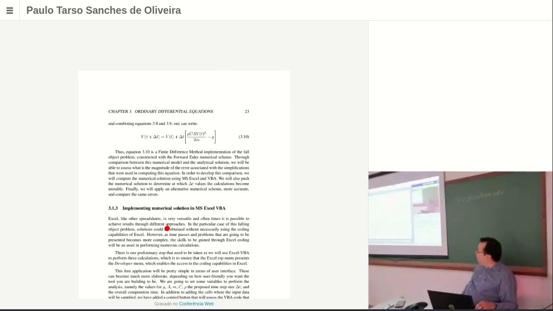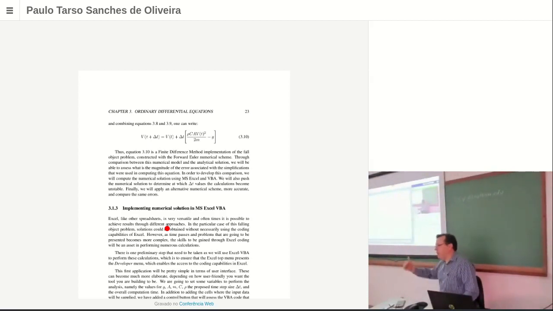So this is the mathematical model for Euler. It's exactly what I have in equation 3.10, but expressed with the variables that I have in Excel. Very, very much the same. Have I lost anybody here? Everybody with me? Okay.